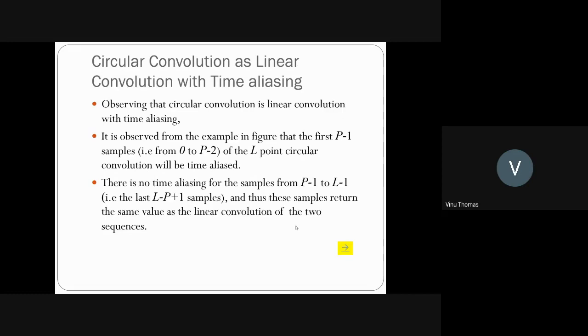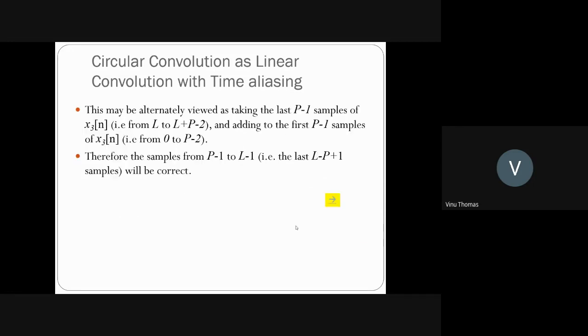So we have seen that if you do an L plus P minus 1 point circular convolution, there is absolutely no difference between the results of circular and linear convolutions. However, if you are doing an L point circular convolution, you see that the first P minus 1 samples are incorrect and the last L minus P plus 1 samples are correct. So that is our takeaway from this.